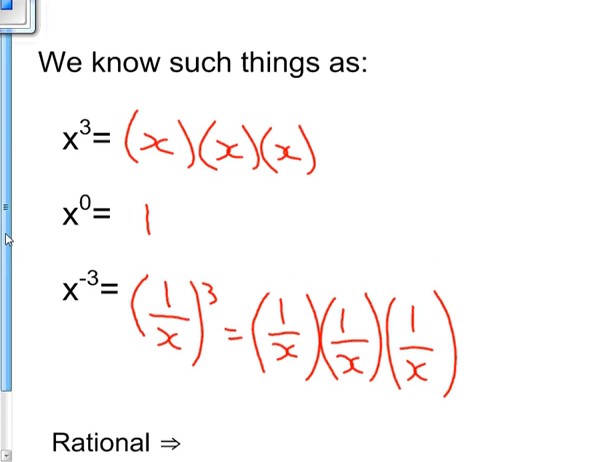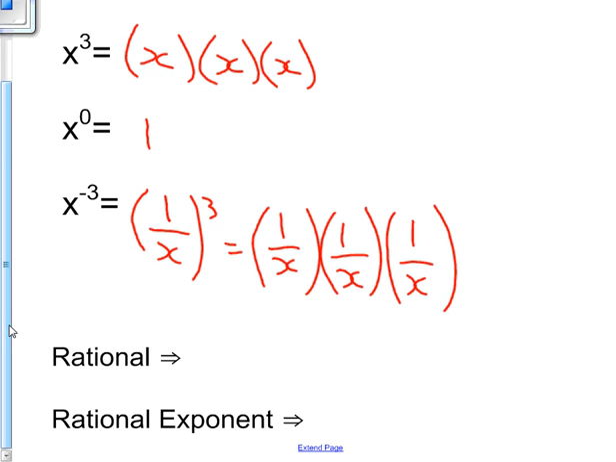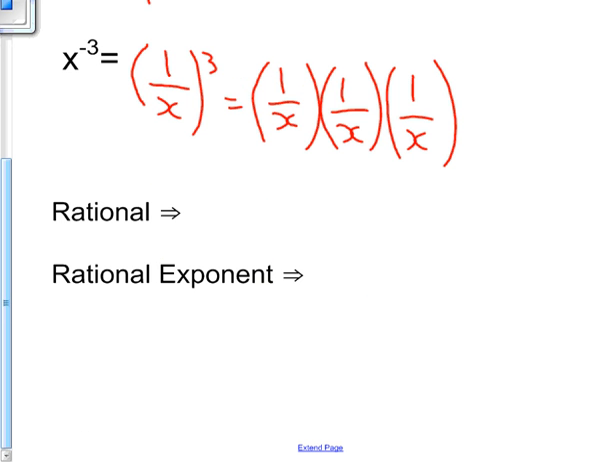Alright, what about the word rational? What does that mean? We've only seen it about 1,000 times, right? Rational just means fraction. What do you think rational exponent means? Fraction in the exponent, right?